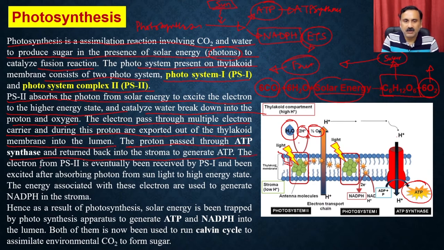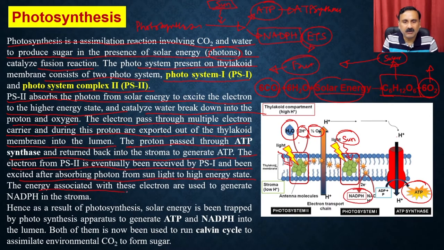The electrons from the PS2 are eventually received by the PS1, and excited by absorbing photons from the sunlight to a high energy state. So the electrons are passed through the different electron carriers, and then they reach the PS1. Then again, the PS1 receives the sunlight, and that's how it excites these electrons. And ultimately, these electrons are utilized for production of the NADPH.